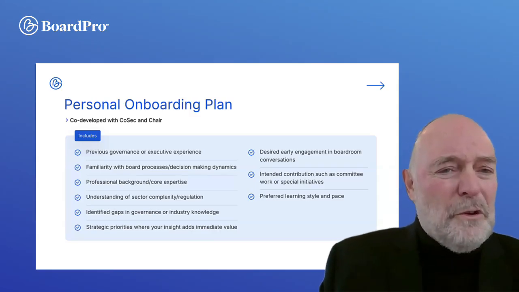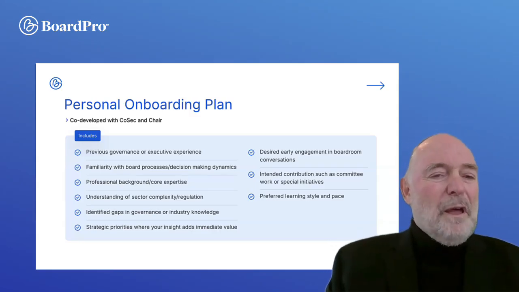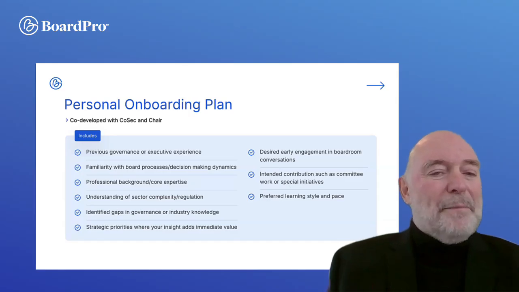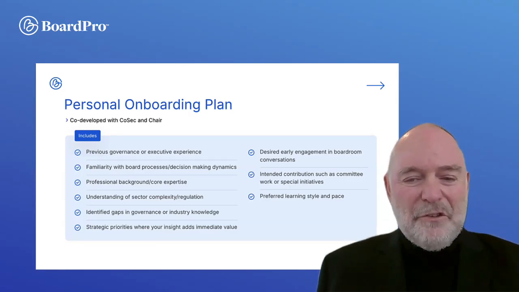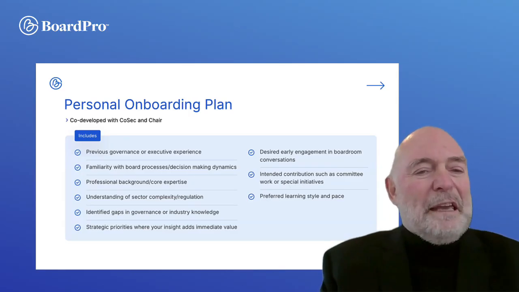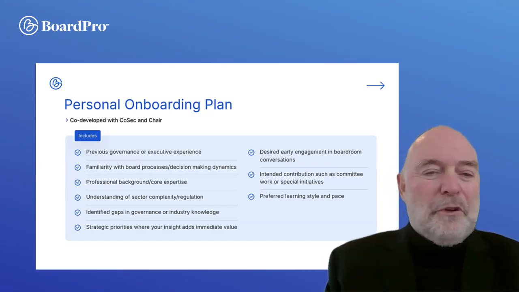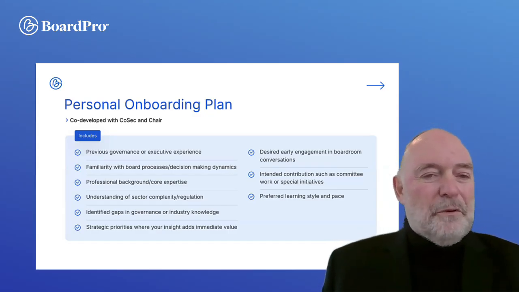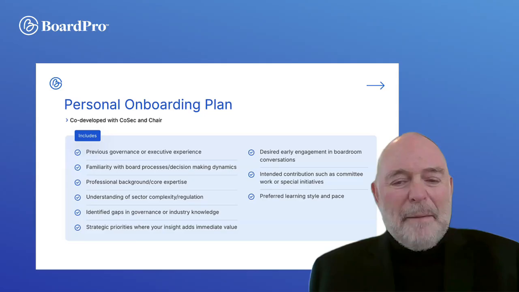You're on this board because of who you are, all right? So in what areas should you be able to immediately start adding value? Now, what sort of early engagement would you like on the board? Do you want to be part of a working group? What do you want in this?